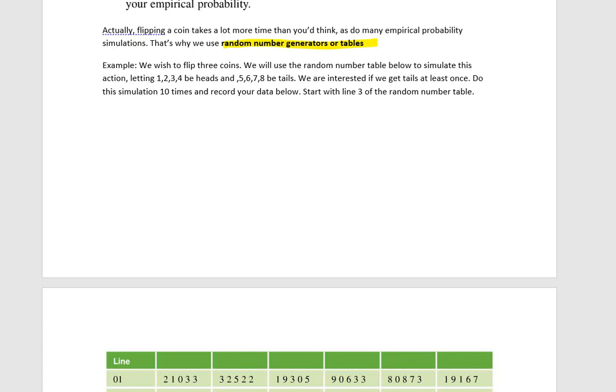So let's say that we want to flip 3 coins. And we want to use the random number table that I have below to simulate the action. And here what we're going to do is that we're going to let the numbers 1 through 4 be heads, and then we're going to let the numbers 5, 6, 7, 8 be tails. Okay? So the event that we're interested in is getting tails at least once. So to do this simulation, we're going to do it 10 times instead of 100, just in favor of time. And then we're going to record our data below, and we're going to start with line 3 of the random number table.